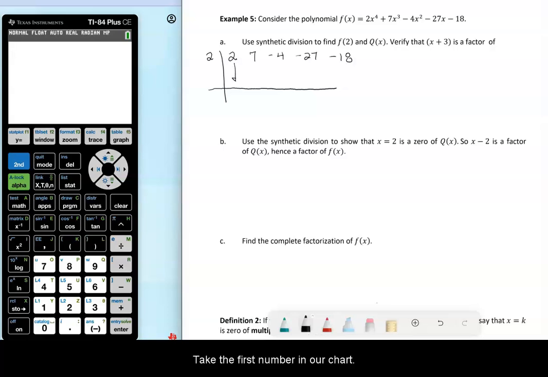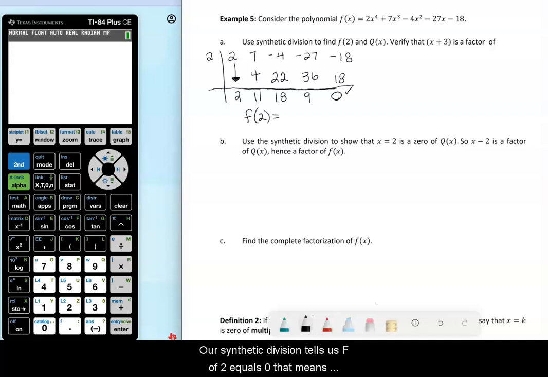Now we take the first number in our chart and we drop it below the line, and then we start multiplying and adding. 2 times 2 is 4, 7 plus 4 is 11, 2 times 11 is 22, -4 plus 22 is 18, 2 times 18 is 36, -27 plus 36 is 9, 2 times 9 is 18, -18 plus 18 is 0. So since our synthetic division tells us f of 2 equals 0, that means it's a 0 of f of x.